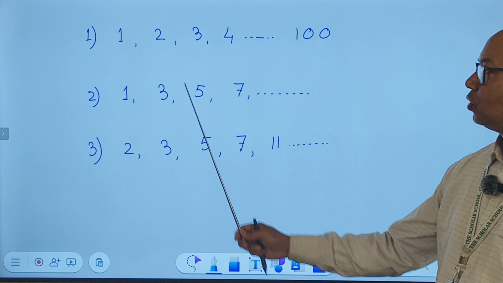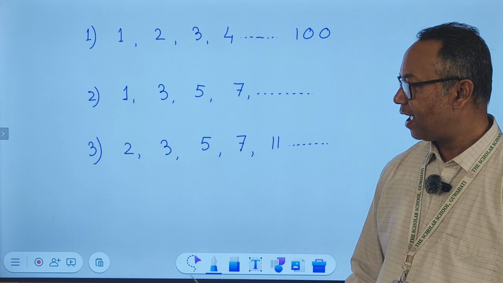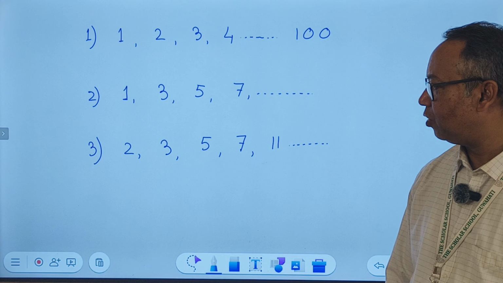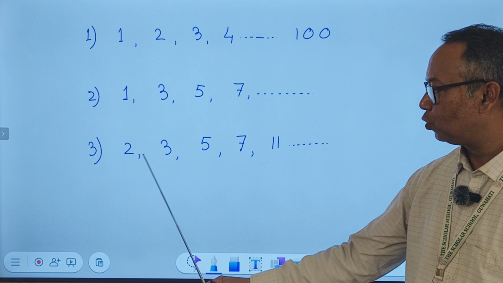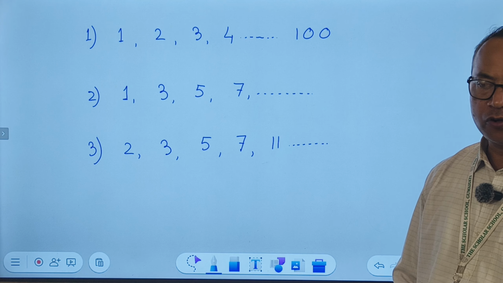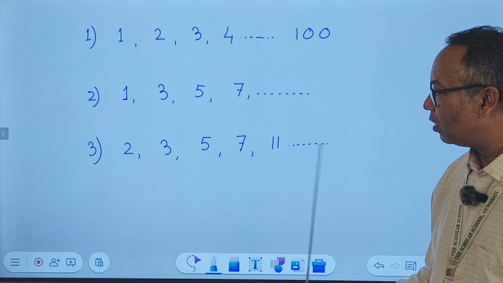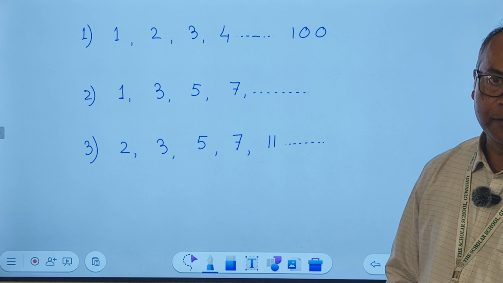So this is, as you can see, the sequence of the natural numbers starting from 1 to 100. Okay, and this is the sequence of odd numbers, as you can see, and if you can recall, this is the sequence of the prime numbers 2, 3, 5, 7. Prime numbers, as you know, are numbers which have only two factors, 1 and the number itself, isn't it? So we have taken the examples of 3.